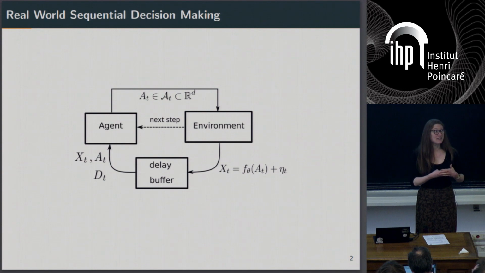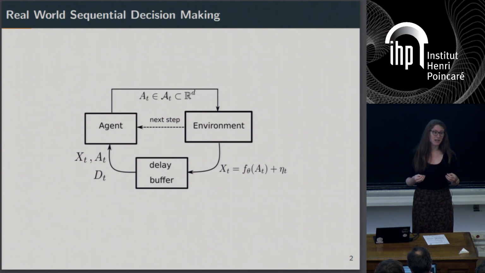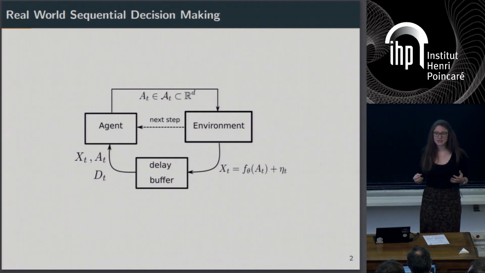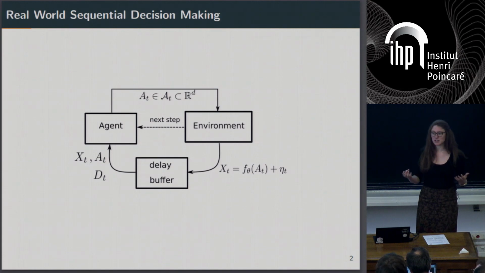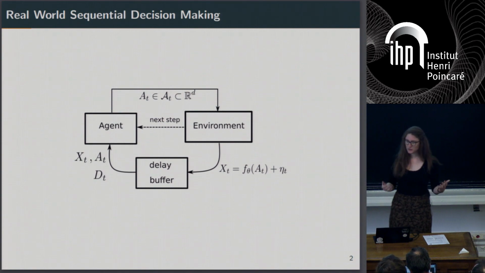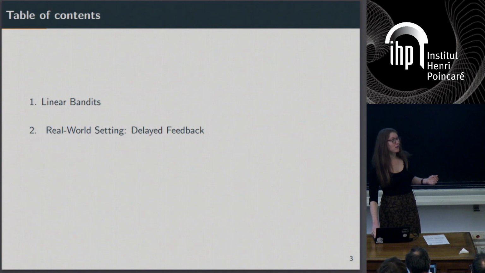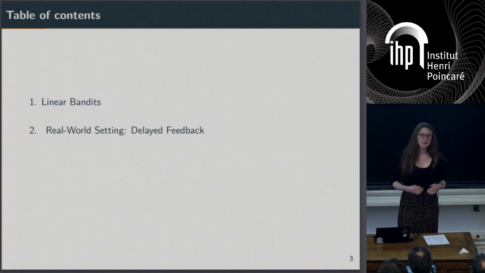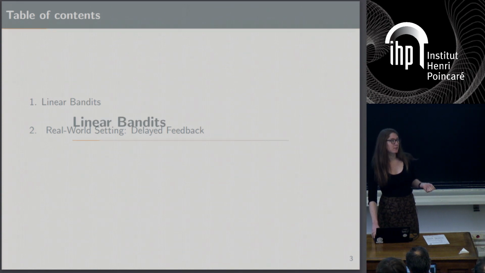But the problem is that in the meantime, the agent has to make actions. So the question here is how to play with linear bandits, how to learn an efficient policy for the agent. And the second question is how to deal with delays. So we're going to see a little bit of both things. The very light program of today is first a little bit more of background on linear bandits, and then how to deal with delays in a real-world setting.